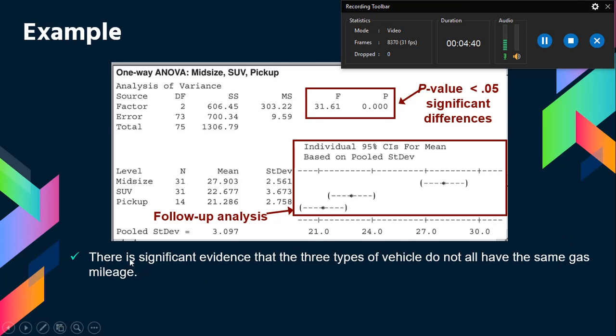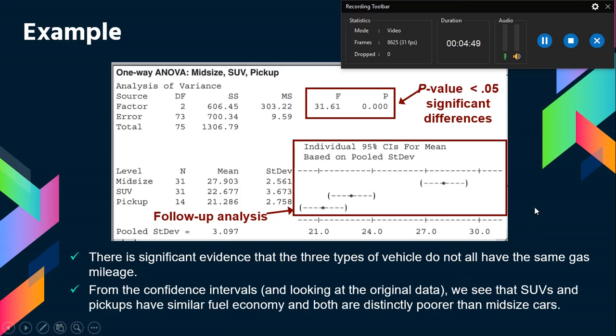So the conclusion we're drawing right now is there is significant evidence that the 3 types of vehicle do not have the same gas mileage. And then based on the means that we obtained originally and the confidence interval, and then the result of our F statistic, the SUVs and the pickups have poorer fuel economy than the midsize car.